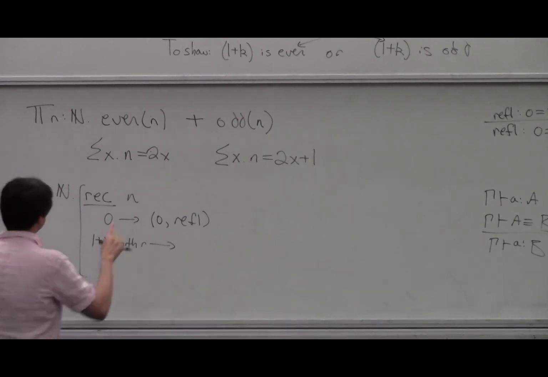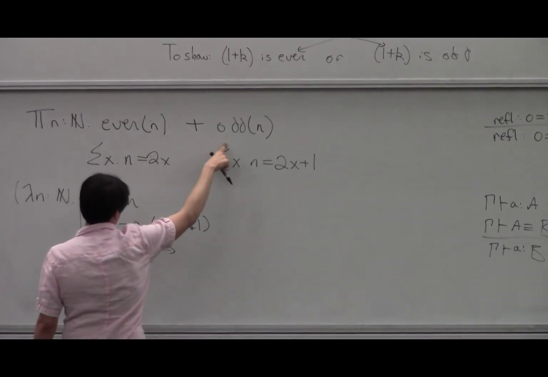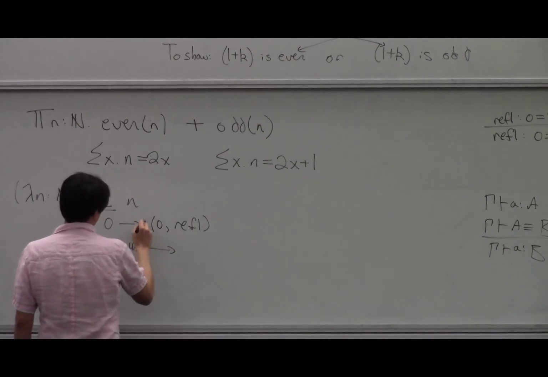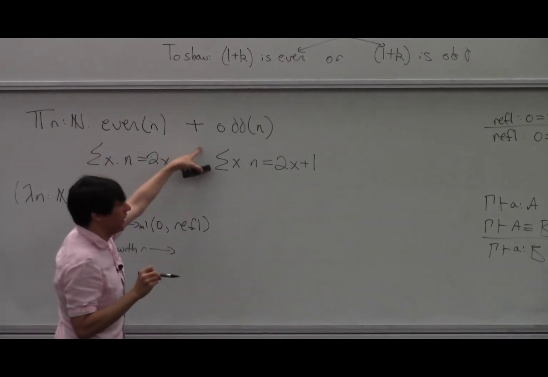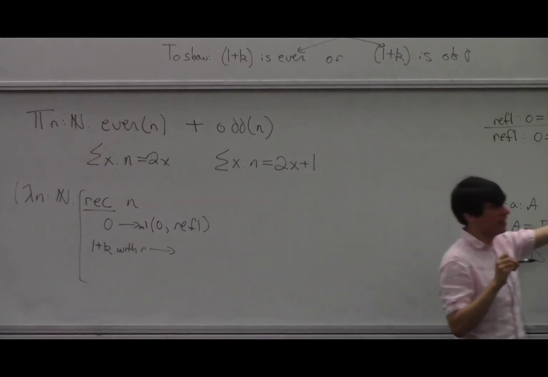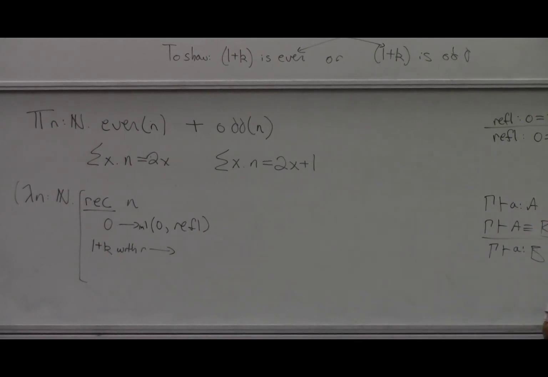Okay, so we wanted to show that something was even or odd. Well, the elements of even or odd are the elements of a coproduct. So we need that. Now are we done? I mean, with this case. Really?